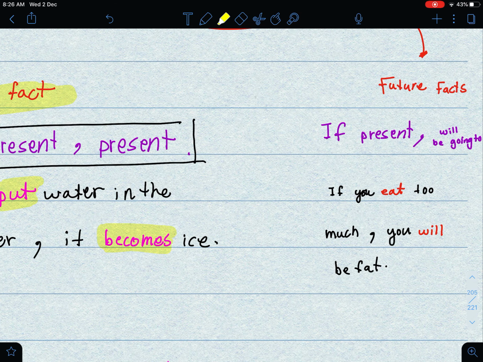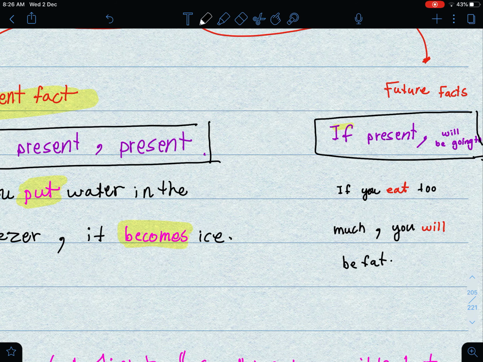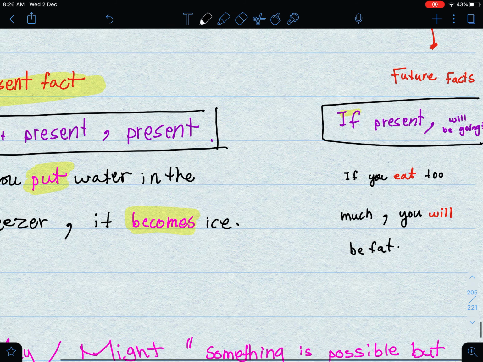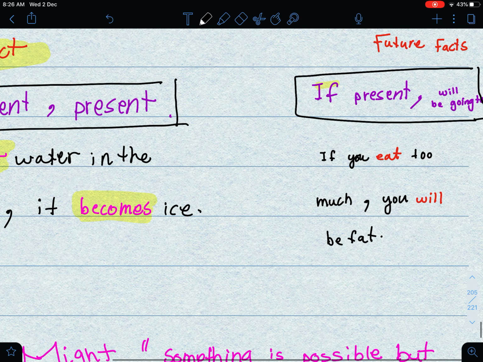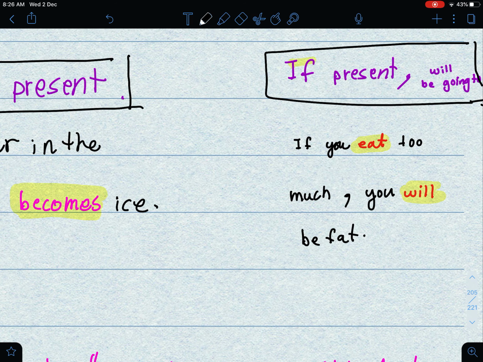Okay. As for the second one, طبعا you know future facts يعني في الفيوتشر ممكن يصبح هذا الشيء يعني حقيقة. Okay. So the formation يتكون من if, present, will, be, going to. Okay. طبعا انتوا عارفين انه هنا present مضارع will or going to واللي بعدها يجي الفعل في البيس form. Now let's take a look at this one. If you eat too much, so this is eat in the present, you will be fat. So this one future fact, حقائق مستقبلية.